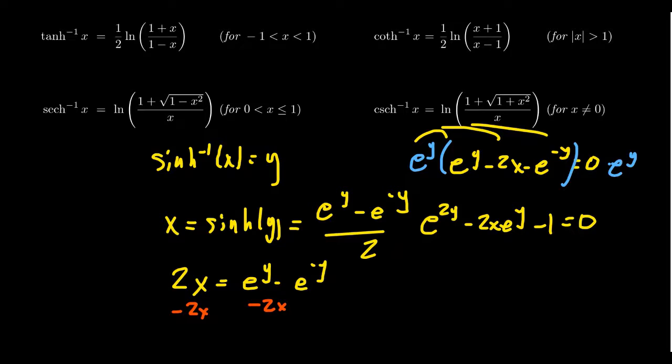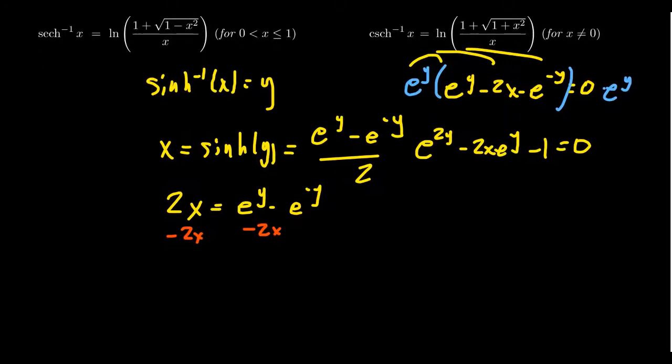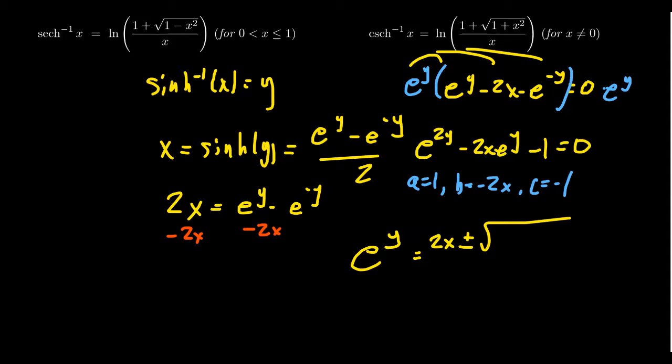And so applying the quadratic formula, we get that e to the y is equal to, well, the coefficients here, you're going to get that a equals 1, b equals negative 2x, and c equals negative 1. So you get a negative b, which will be 2x, plus or minus the square root of b squared, which is 4x squared. You get a negative 4ac. Well, a is just 1, and c is just negative 1, so we're going to get a plus 4 right there. And this all sits over 2a, so we just get 2 times 1, so just a 2 right there.